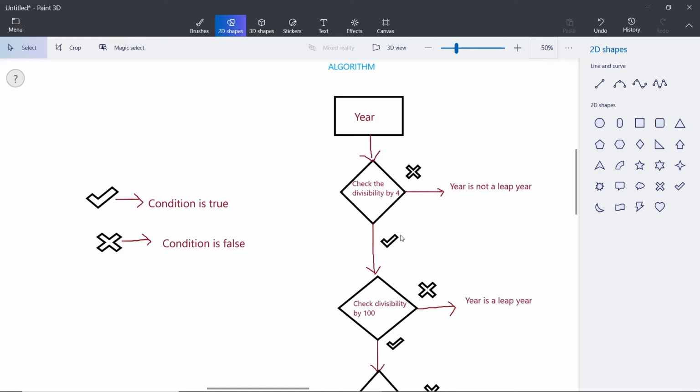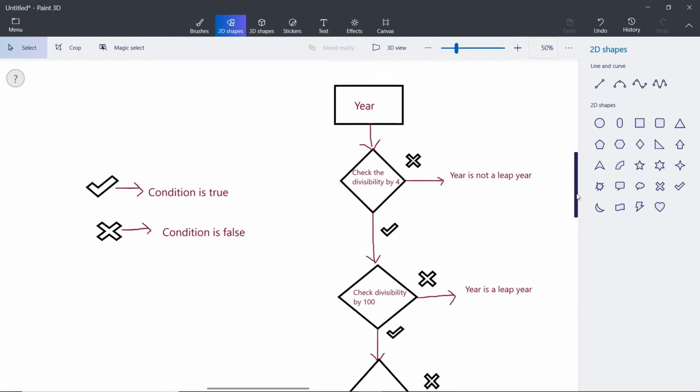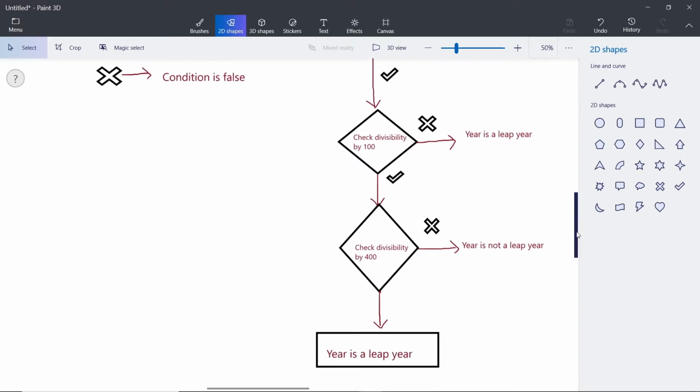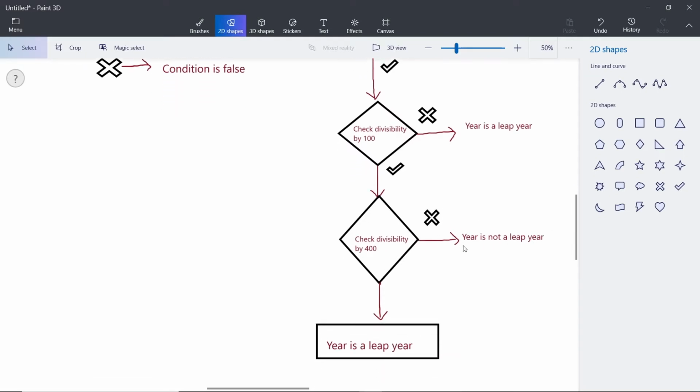So first we need to check the divisibility by 4, and if it is divisible by 4, then we need to go for the divisibility by 100, and if that year is divisible by 100 as well, we need to check the divisibility by 400. If it passes the divisibility by 400, then we can say that year is a leap year.